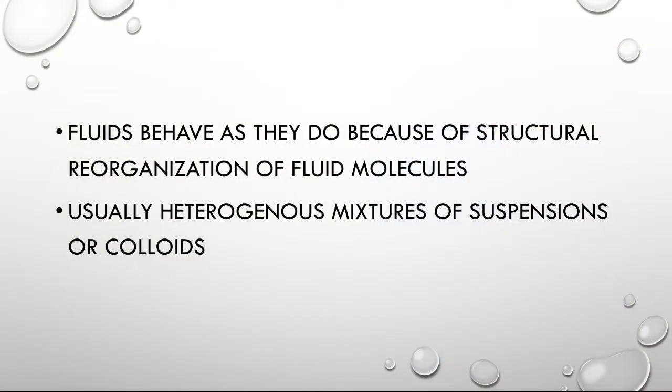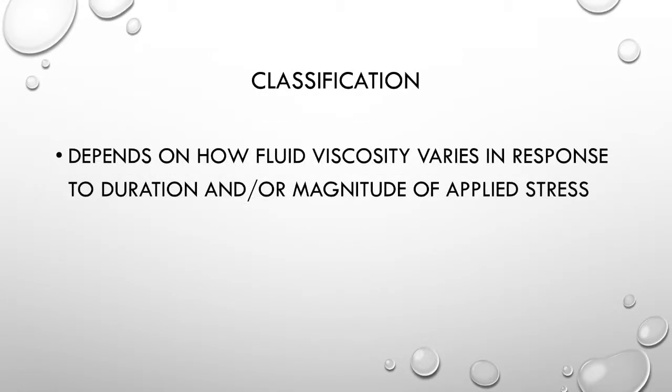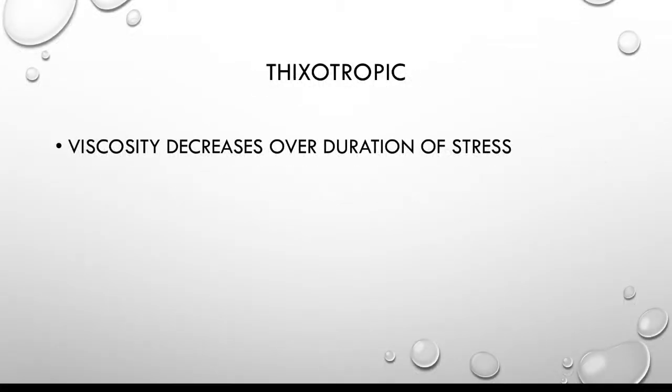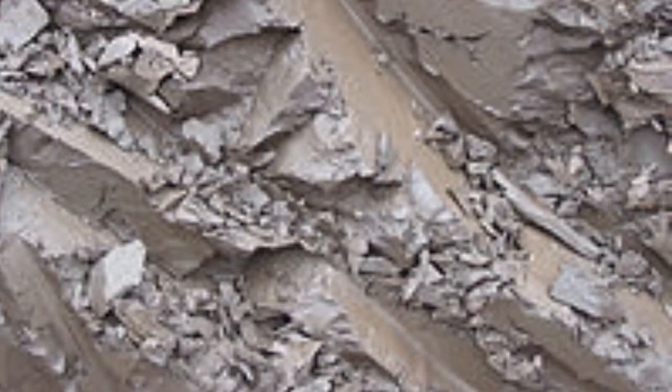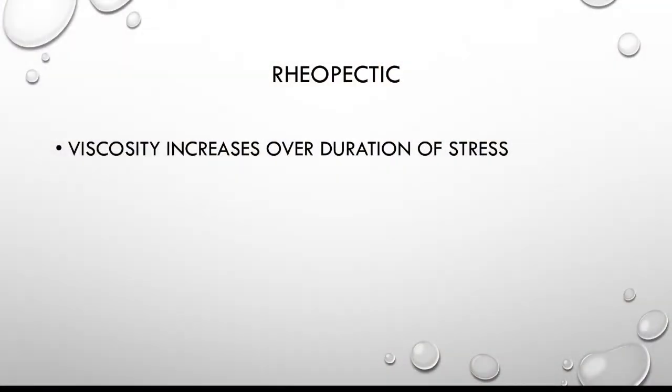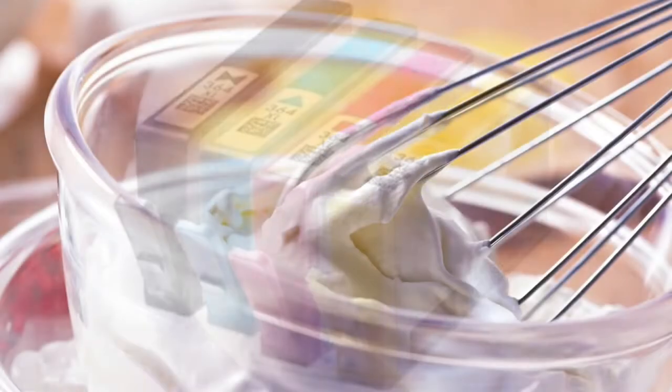These fluids are usually heterogeneous mixtures of suspensions or colloids. The classification of non-Newtonian fluids depends on how the fluid viscosity varies in response to the duration and magnitude of applied stress. The viscosity of thixotropic fluids decreases over time under stress. These include yogurt, some paint, and clay. The viscosity of rheopectic fluids increases over time under stress. These include printer ink and cream.